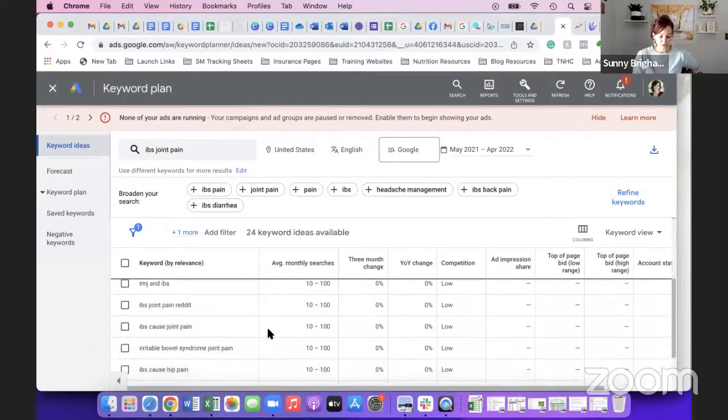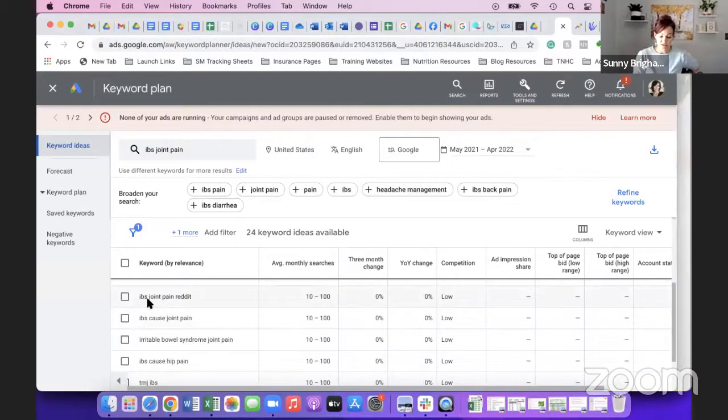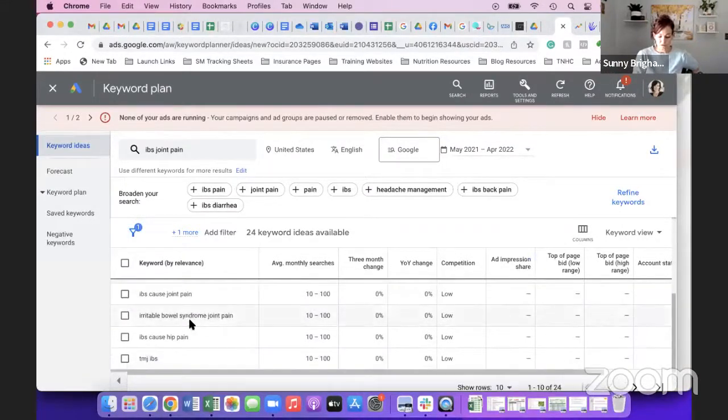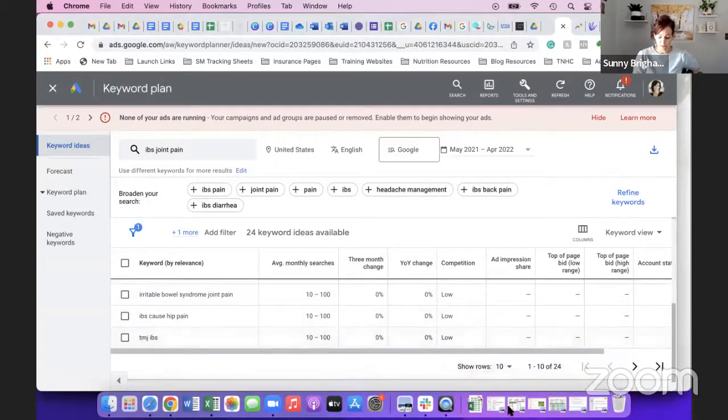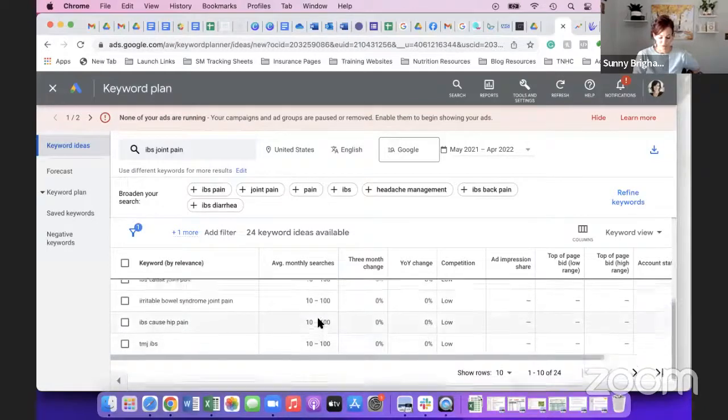So what I would do with these is I might come down, and this is interesting. Somebody's searching for IBS joint pain Reddit. So they're actually searching for Reddit forums on IBS and joint pain. So some of these you can always try to include in your copy, and it's showing us all 24 results.